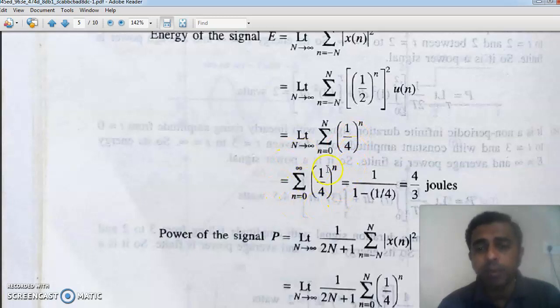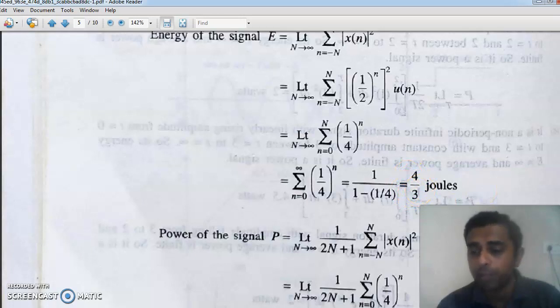Now this is a geometric progression, just listen. Summation from 0 to infinity, a raised to n is equal to 1 by 1 minus a. Remember, geometric progression is in this form. So what is a here? a here is 1 by 4. So substituting that, 1 by 1 minus 1 by 4 is nothing but 4 by 3 joules. So energy of the signal has a finite value, 4 by 3 joules.